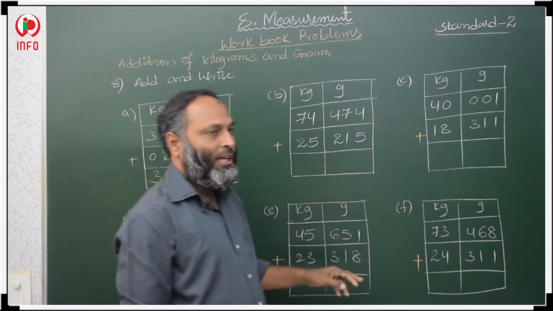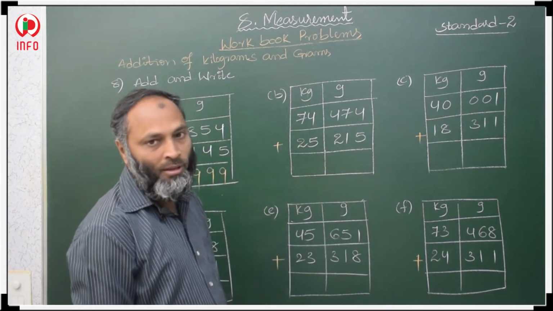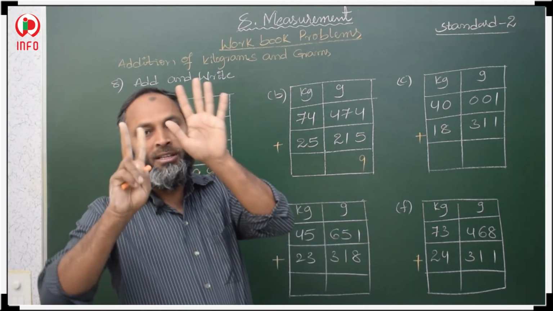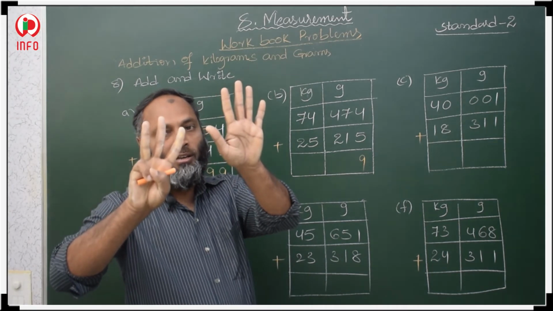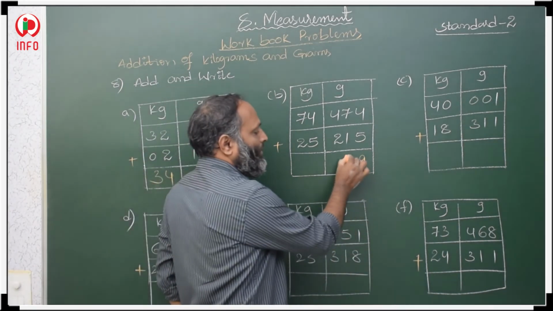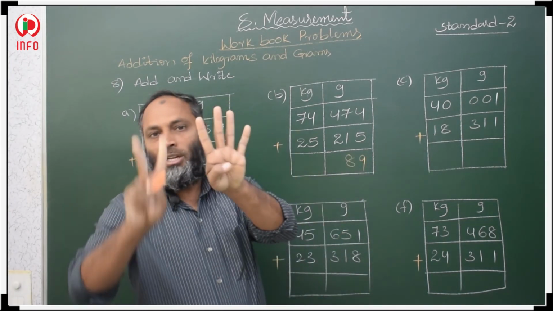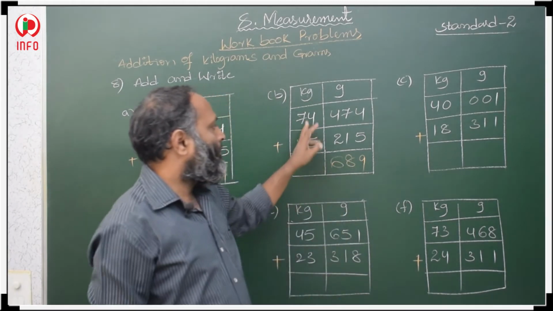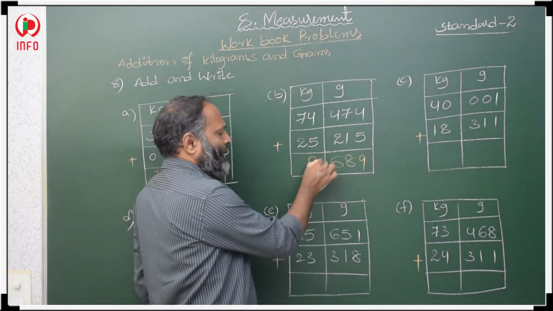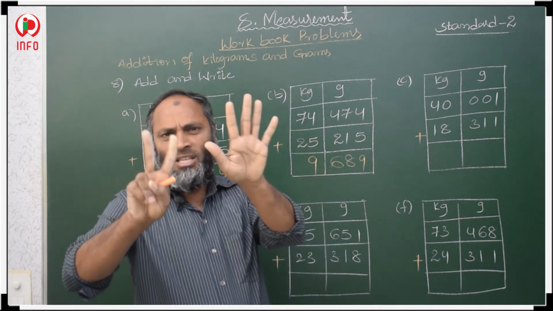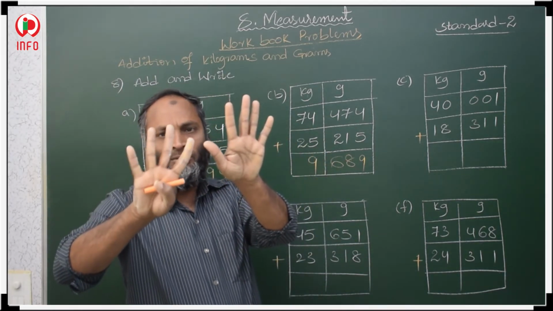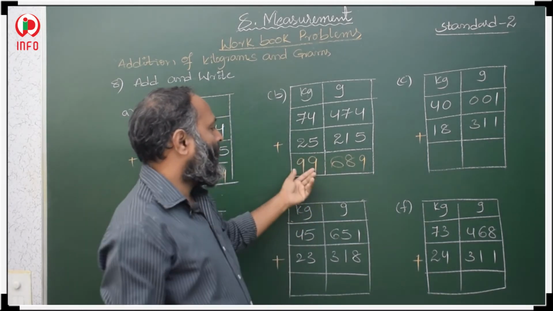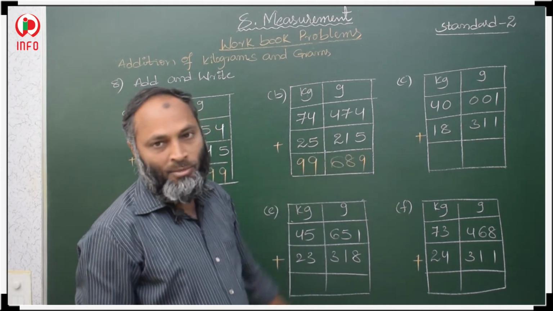Then in the second question, grams we have to add. 4 plus 5 is 9. 7 plus 1, 8. 4 plus 2, 6. 4 plus 5, 9. 7 plus 2, 9. So 99 kgs, 689 grams.